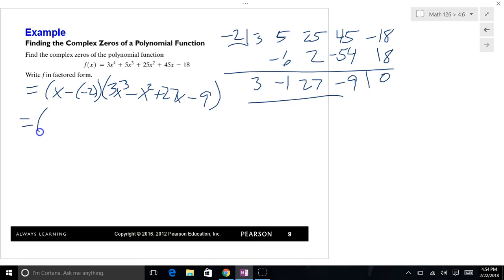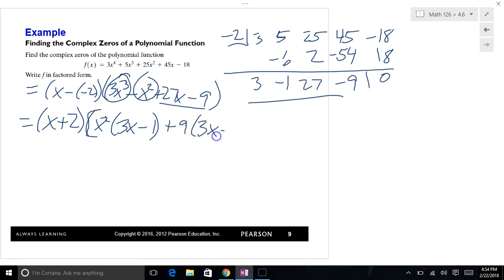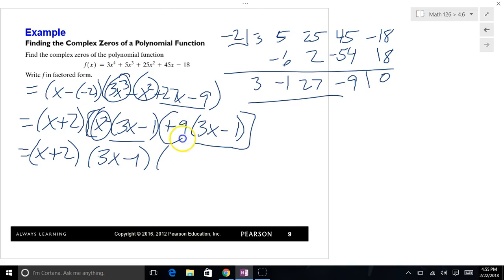And then from here, you can either continue to test with your rational zeros, but I'm noticing I got 4 terms, and it looks like I can factor this one by grouping. So I take a look at those first 2, and I'm like, oh, looks like an x squared will come out of each of those, and that leaves me with 3x minus 1. And out of those 2, I can also take a 9 out, and I'll have 3x minus 1. Notice that both of those have a 3x minus 1. So 3x minus 1 comes out, leaves me with the x squared plus 9.